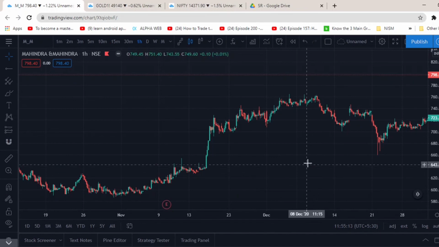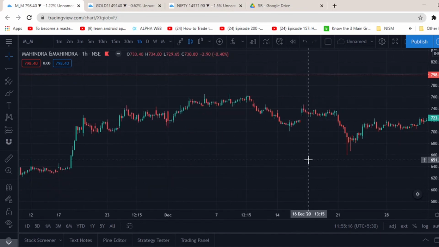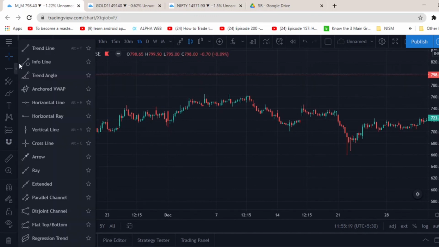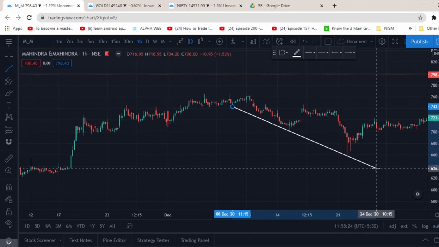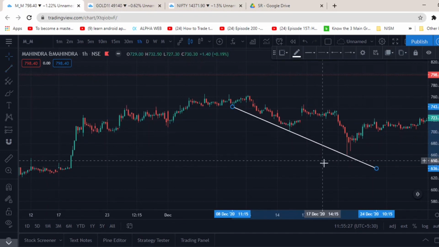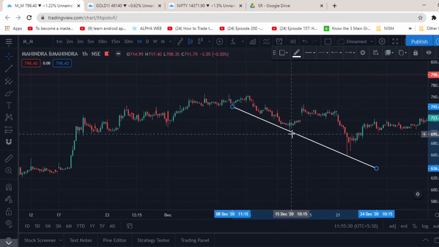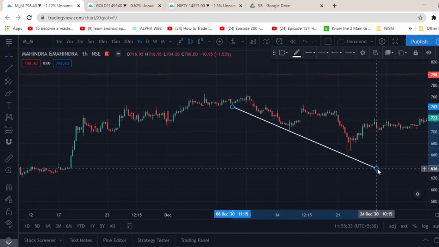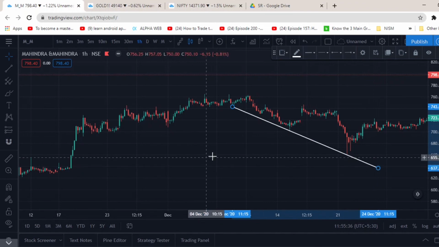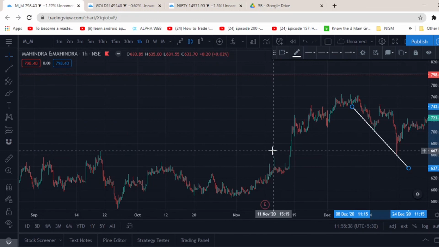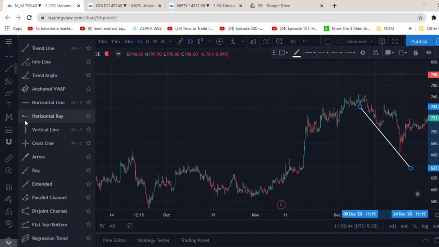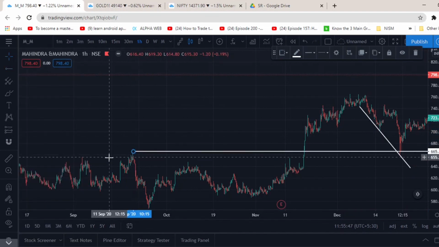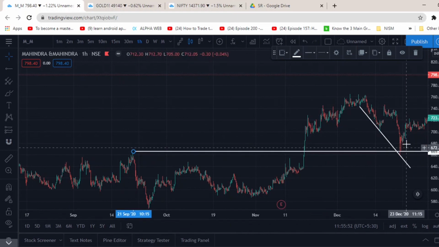Now we check how to draw the falling trend line to identify the support of the stock. So this is the M&M hourly chart. I am drawing the falling trend line by connecting swing lows to identify the support of the stock. This method will work perfectly in conjunction with horizontal supports. If you notice here, there is a horizontal support here, and here also the falling trend line support.